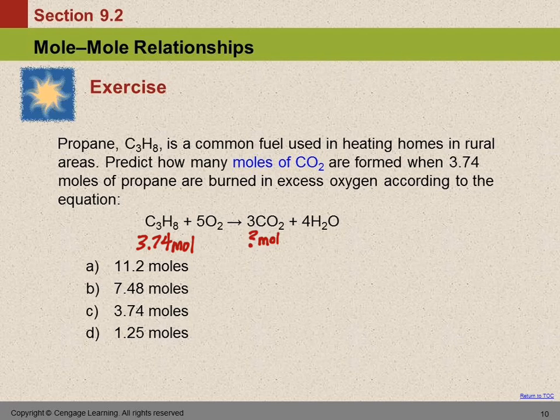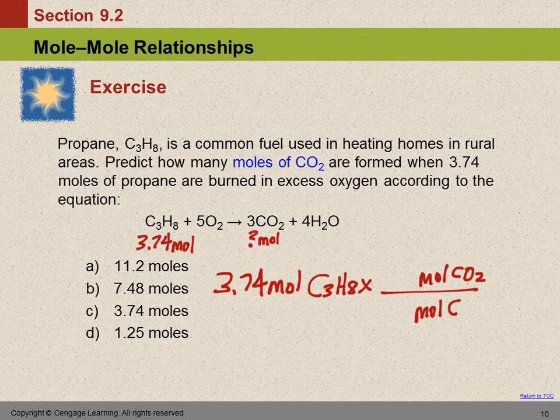We can just look at this and say, oh, we got 3.74 moles of propane, and we want to know how many moles of carbon dioxide. So then we can do our little equation: 3.74 moles of C3H8, and we want to convert this into moles of CO2. So we're going to multiply by moles of CO2, and divide by moles of propane, because we want the units to work out. The units tell us what to do. We get the units in place, and then we figure out what numbers we need.